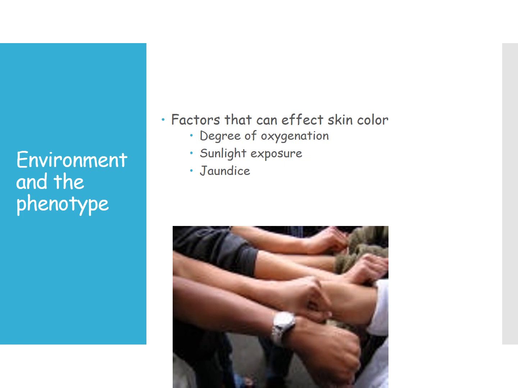There are other environmental factors that can affect skin color. One is degree of oxygenation. Someone that perhaps has a heart condition may look very pale as their body is not adequately supplying their cells with oxygen. The amount of sun exposure: sun exposure stimulates the production of melanin, which causes tanning.